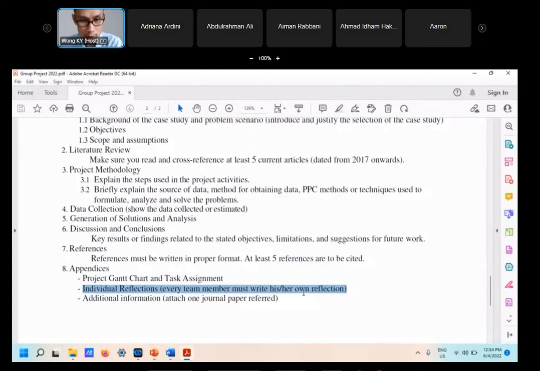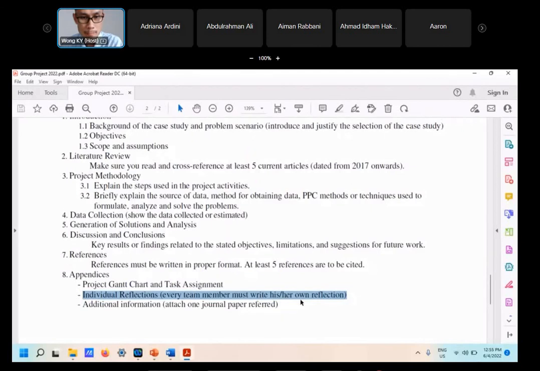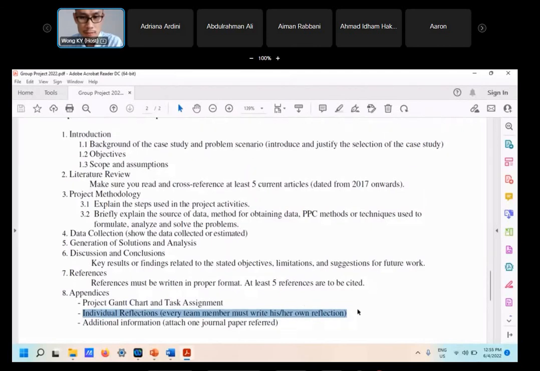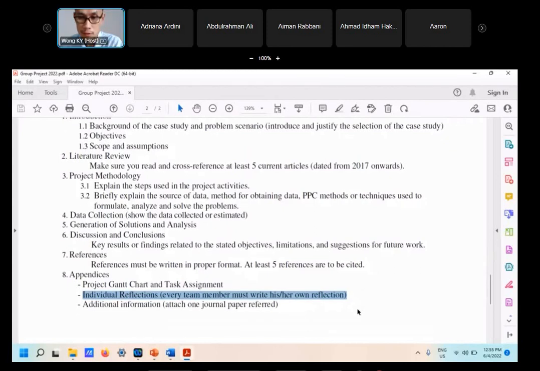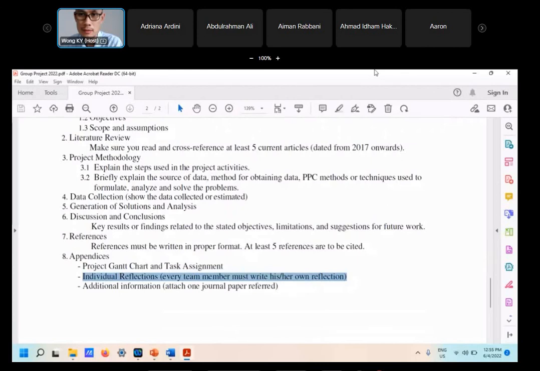And on top of that, as I said, you can also write what you have learned, what the obstacles are that you face, and how you have solved the obstacles. And please try to use the e-portfolio to write your reflection. You know the e-portfolio? E-portfolio.